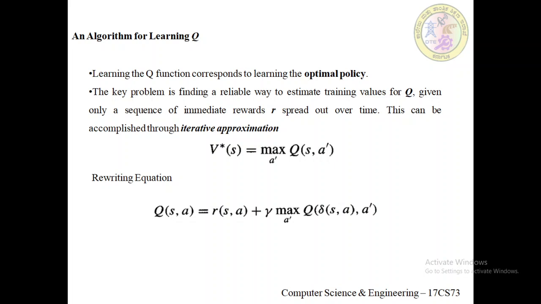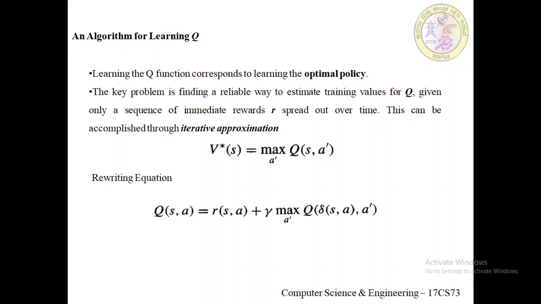To describe the algorithm, we will be using the symbol Q cap to refer to the learner's estimate, or we can say a hypothesis of the actual Q function. In this algorithm, the learner represents its hypothesis Q cap by a large table with a separate entry for each state action pair. The table entry for the pair (s,a) stores the value for Q cap(s,a), the learner's current hypothesis about the actual but unknown value Q(s,a).